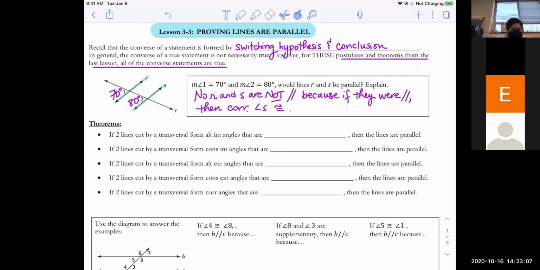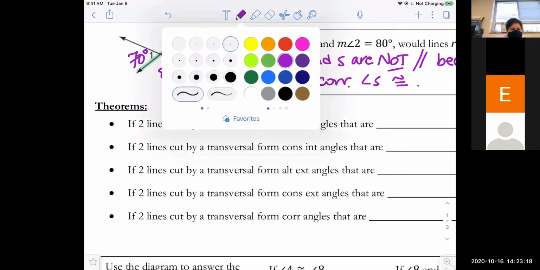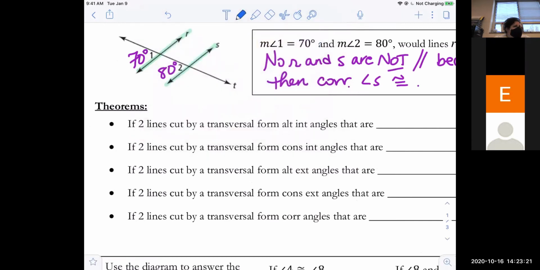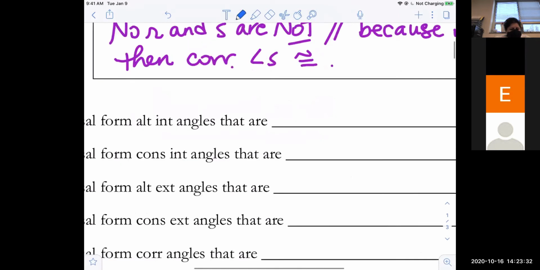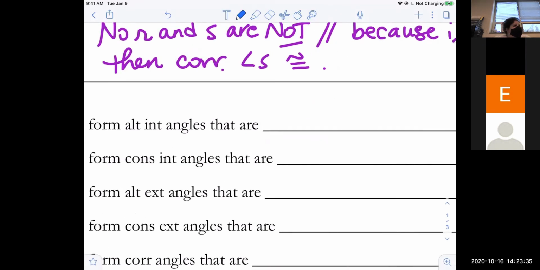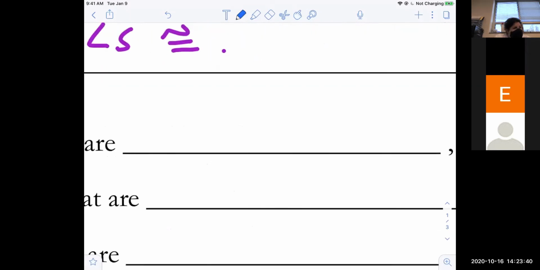All right, so every theorem from the last section is going to have a corresponding theorem here that is the converse of the theorem in the last section. You should notice that all of these will be talking about two lines cut by a transversal. It doesn't say two parallel lines. It says if you have two lines cut by a transversal and they form some relationship between certain angles. So for example, if two lines cut by a transversal form alternate interior angles that are, what should they be if the lines are going to be parallel? They should be, Henry, congruent.